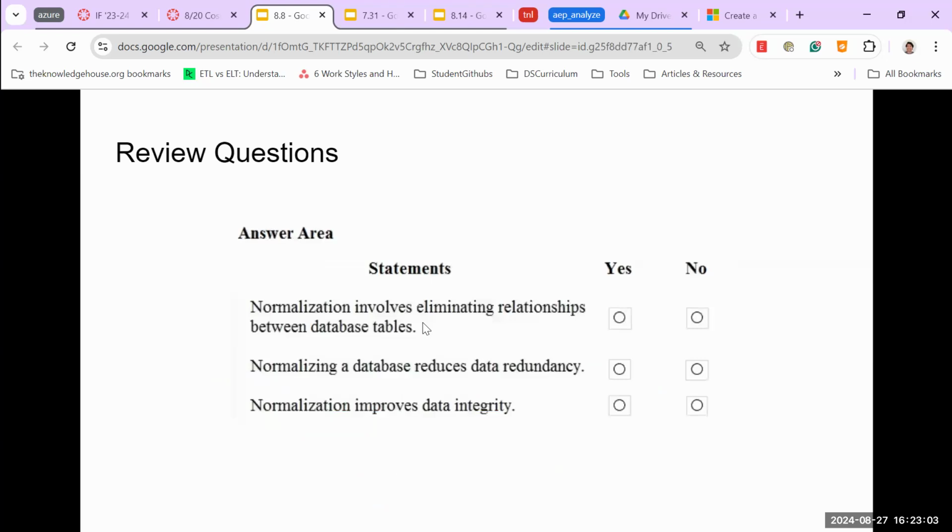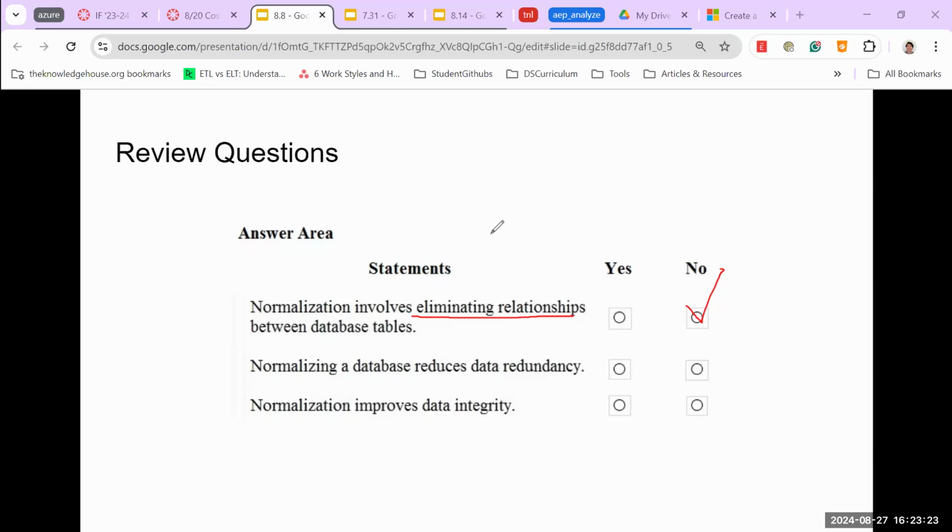Yeah, let's talk about normalization as well. So question 1, normalization involves eliminating relationships between database tables, true or false? The answer is no. You are definitely not eliminating relationships between tables. In fact, you're actually creating relationships sometimes.